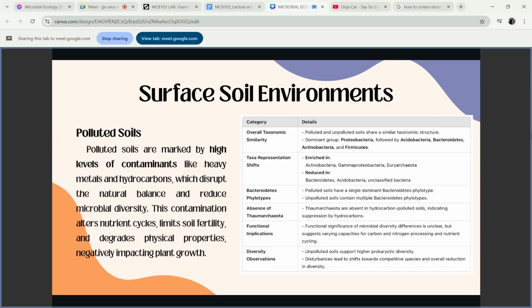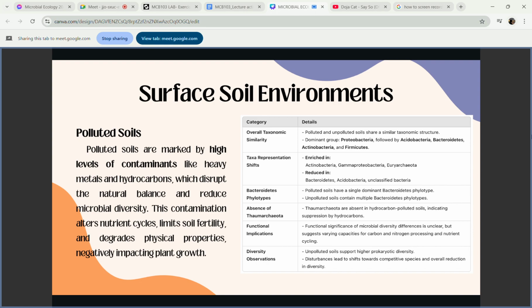Although there are high levels of contaminants, there are still microorganisms that thrive here. Polluted and unpolluted soils have a similar general taxonomic makeup, dominated by Proteobacteria, Acidobacteria, Bacteroidetes, Actinobacteria, and Firmicutes. The representation is only slightly lesser in polluted soils for Acidobacteria.